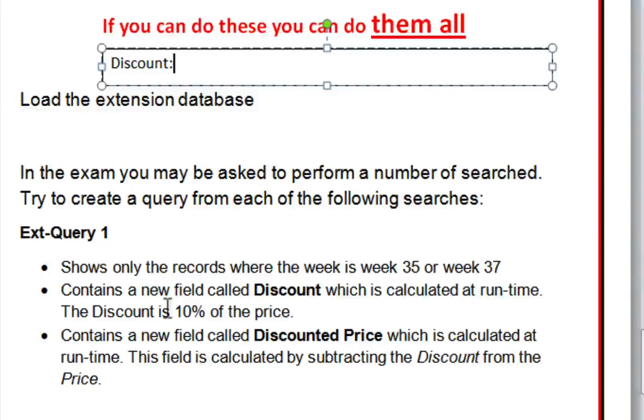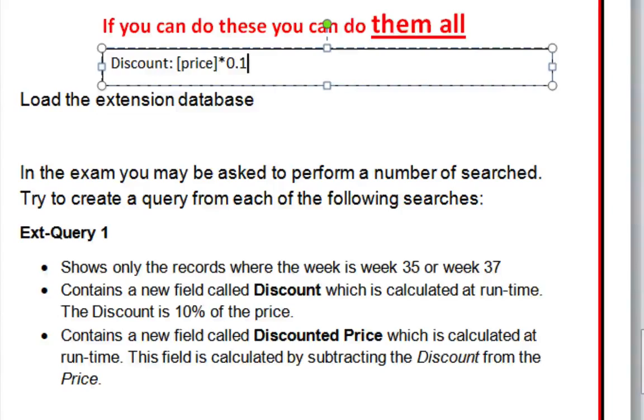The discount is 10% of the price. The price is a field in my database. I explained this in the previous tutorial. So I take the price, which is in brackets because we're referring to the price field in the table, multiplied by 10% to find the discount value. Or I could either do 10% or multiply by 0.1 to find 10%. So that I would do that.